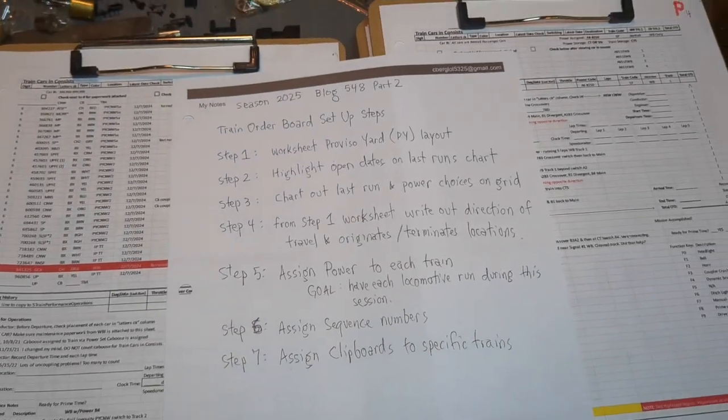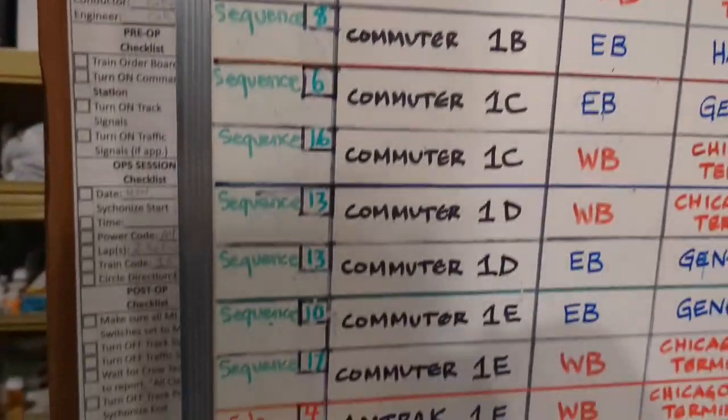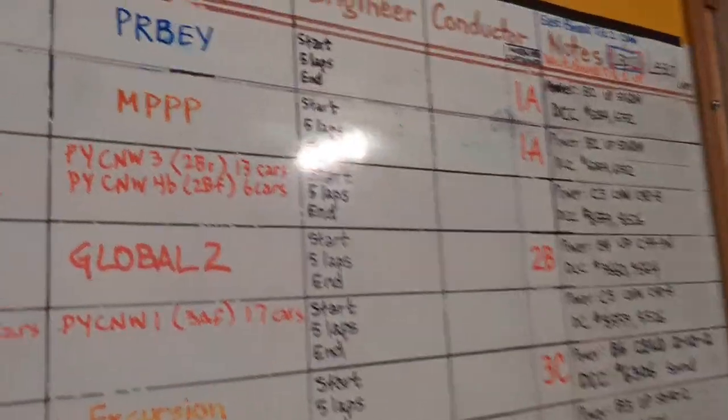And the last step is assign clipboards to specifications. So over here, let's go back to the train order board. On the train order board, I will have all of these. Oh, you know what? I haven't done this part yet. I got to finish. But let me explain this.